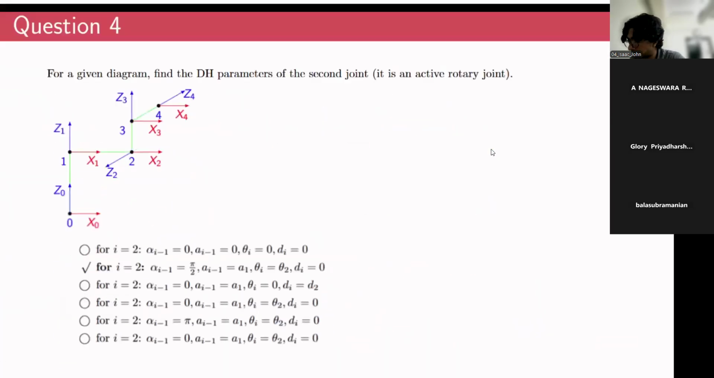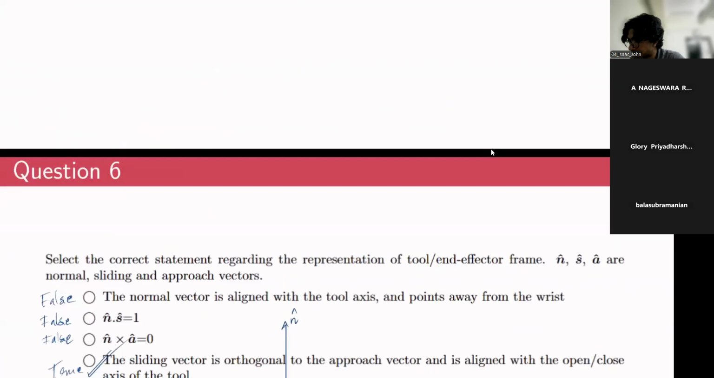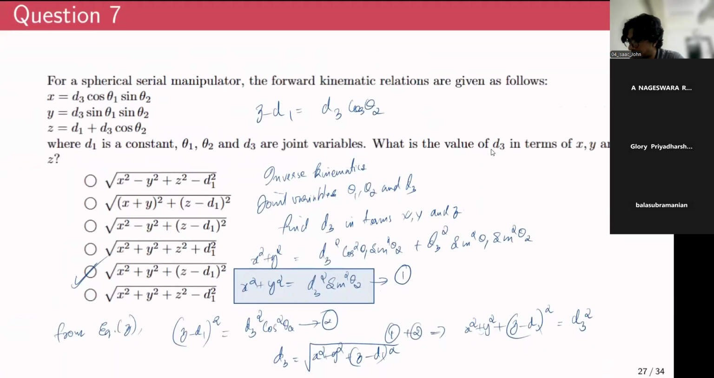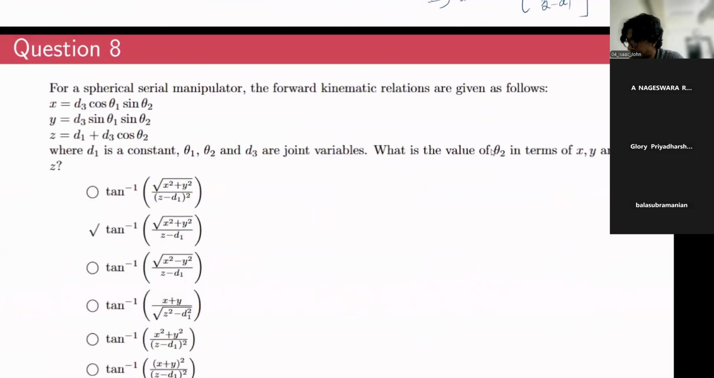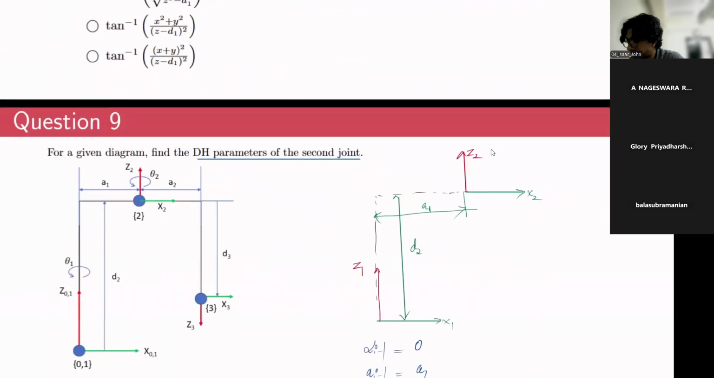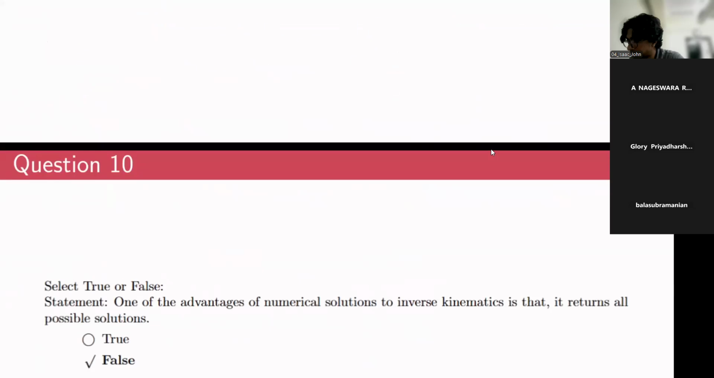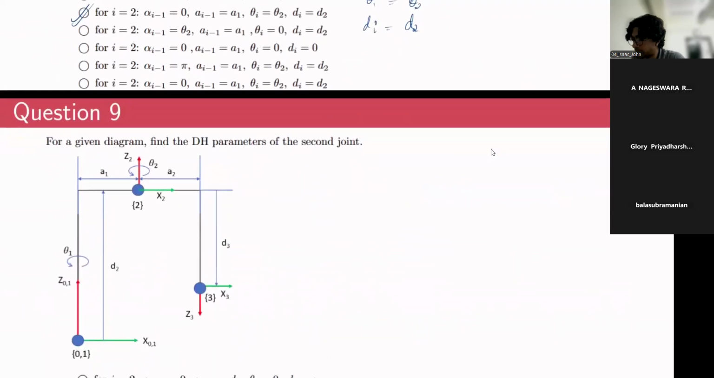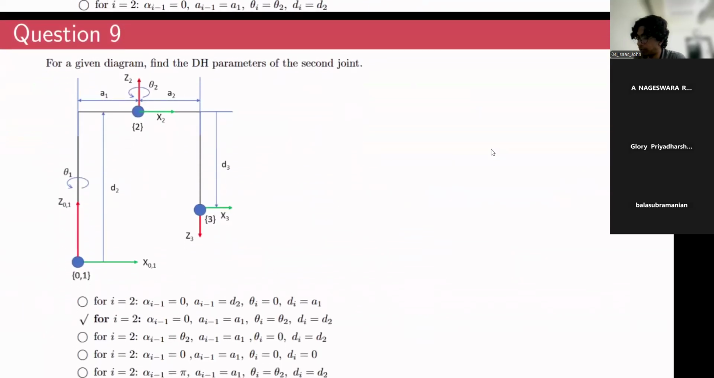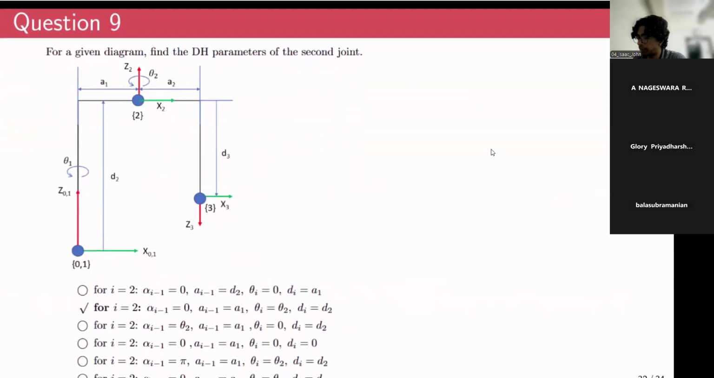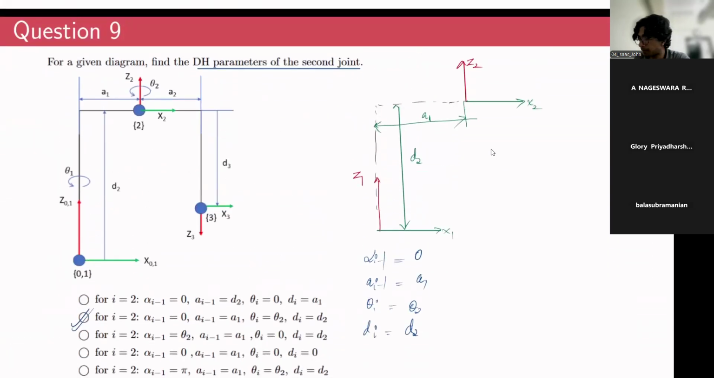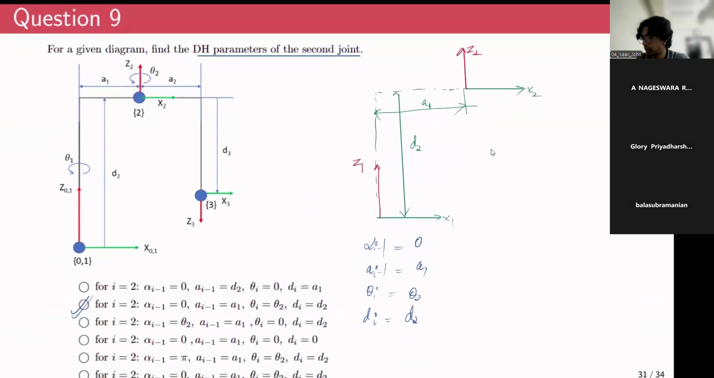I think this one is okay, sir. The previous one that you showed. Okay. Let me see if there are. Okay. What about this one then? This problem: for the given diagram, find the DH parameters of the second joint. Do you want to solve this or the previous problems? Okay, sir. This one is okay. Now we'll solve this one, question 3.